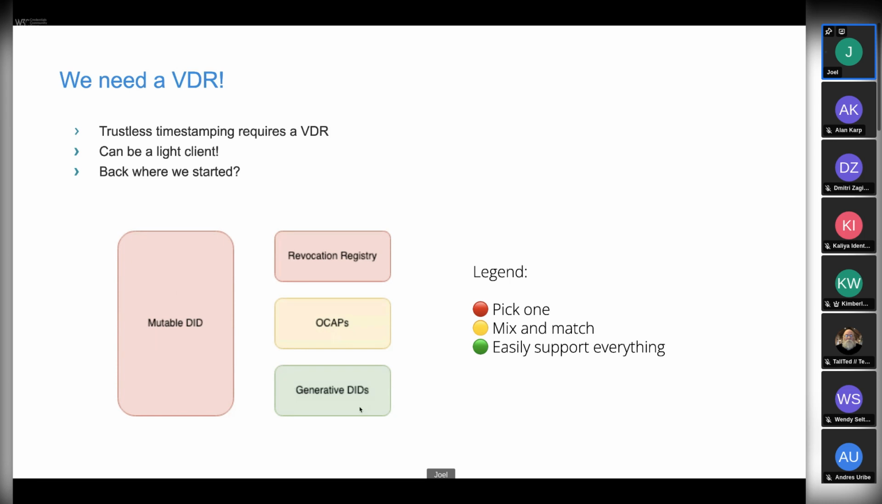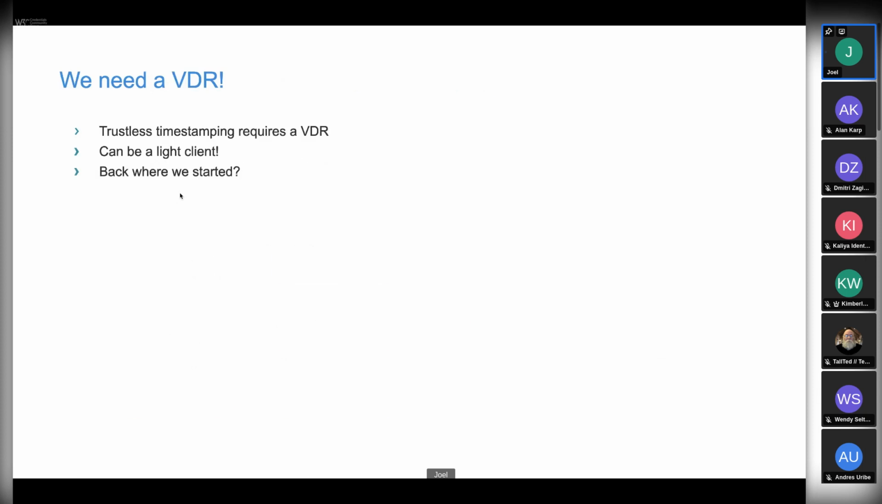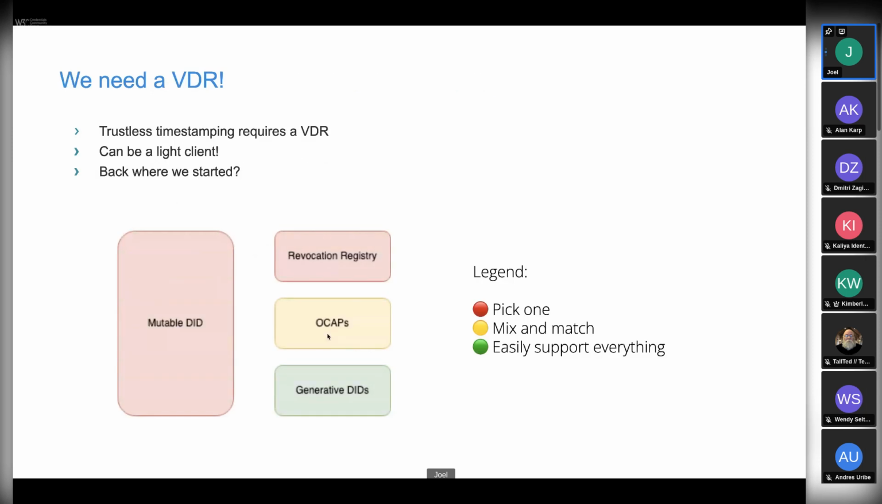While in the case where we use object capabilities and generative DIDs, the generative DIDs are universally compatible. We just need some code to verify those locally. Then on top of that, we're using object capabilities. In some cases, we can use them wherever as well. In some cases, they require some sort of light client. For example, if we use these chain proofs and it's a chain proof of the Ethereum blockchain, then of course we need a light client of the Ethereum blockchain. But we can mix and match the object capabilities. We could potentially support multiple chains.